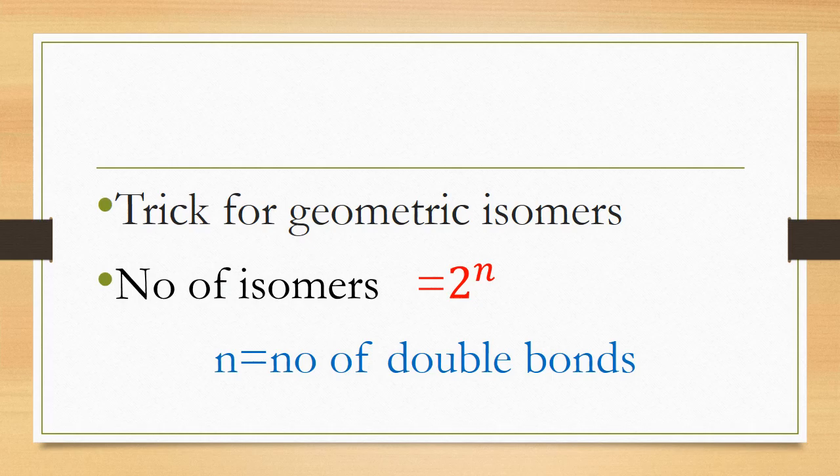To find the number of geometric isomers, you can use this formula: 2^n. But remember also here that n is not the number of carbon atoms, n is the number of double bonds. In optical isomerism, n is the number of chiral carbons, and in geometric isomers, n is the number of double bonds.